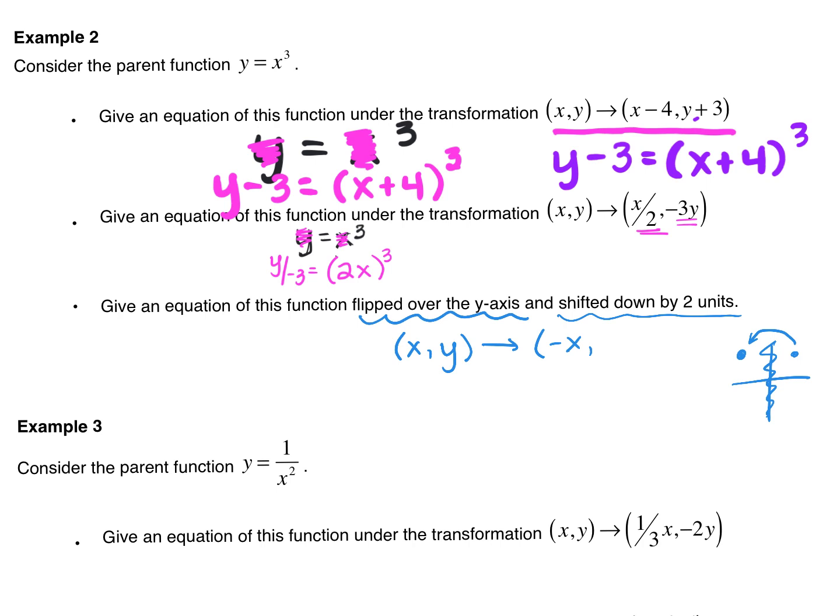So shifted means adding or subtracting. The fact that it's down means it's going to be subtraction. And it's going to be on the y because that's what moves up and down. So I'm going to say y minus 2.